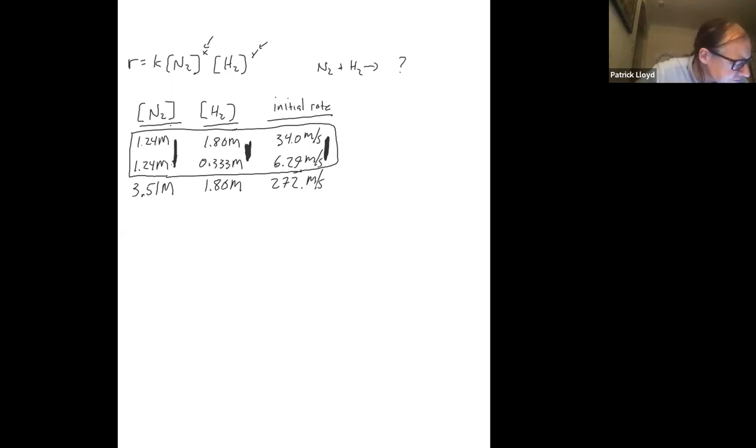So what I'm going to do is a little arithmetic. I'm going to take R1 over R2. So I'm going to take the rate for the first experiment, that's this one right here, 34.0, and divide it by rate 2, which is 6.29. What I'm doing is just making a ratio of how much faster the first one is compared to the second one. So 34 divided by 6.29, and you get about 5.4.